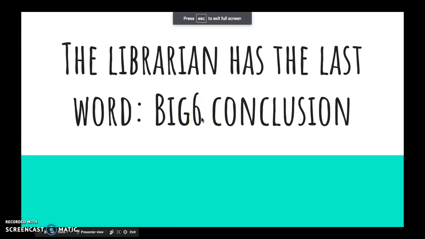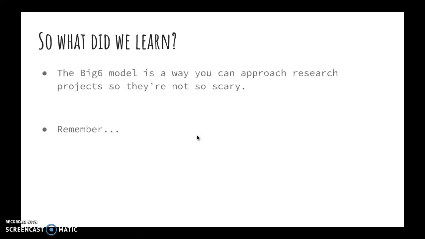Okay, so here's a conclusion to sum up everything you've learned today and tie it up into a neat little package of main points that you can remember for later. So, what did we learn? By now, you should have gotten that the Big Six model is just a series of steps to make your research assignment easier to handle. Here are the main things to remember about the Big Six.